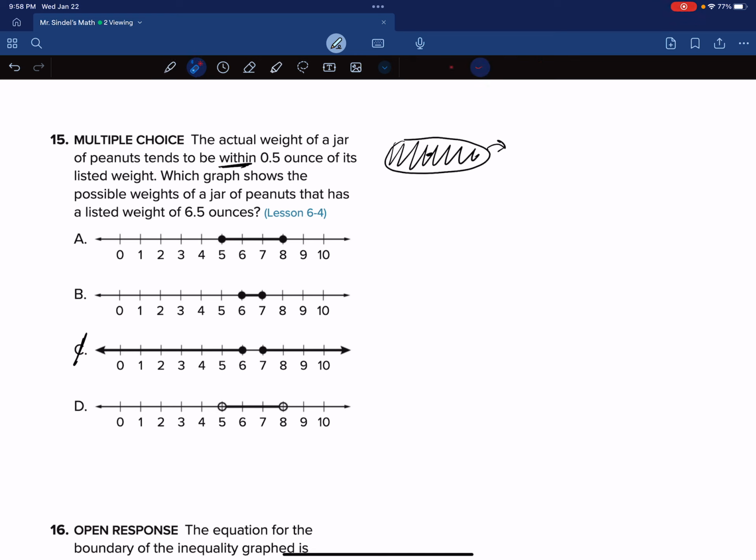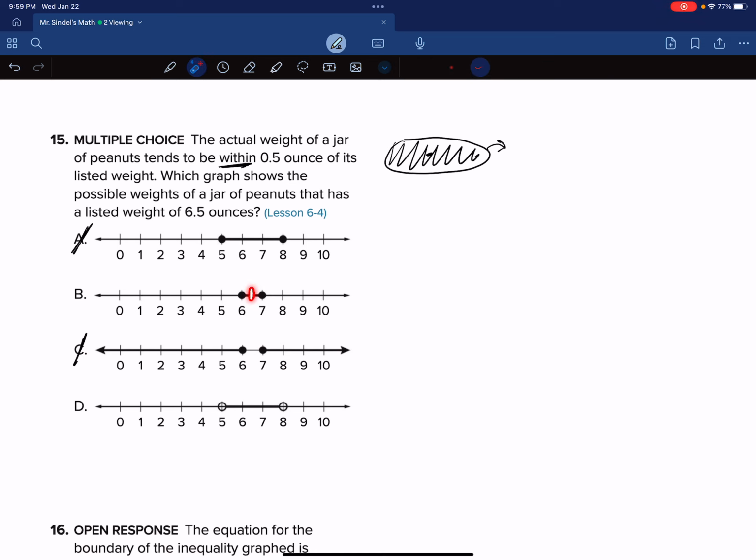And I need to be within half an ounce. So that means half an ounce this way and half an ounce this way. So just looking here, if like I'm finding the center, right? Here's the center. This is 1.5 this way and 1.5 this way, which does not make sense. Or what about this one?